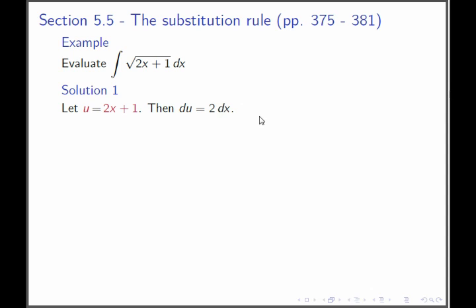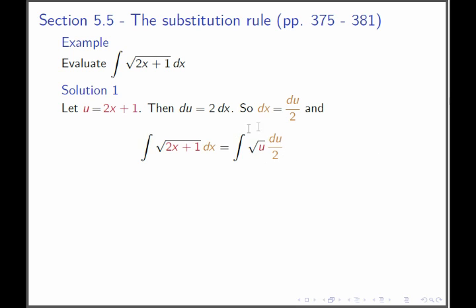Alright, now we're ready to try to replace all occurrences of x with occurrences of u. To do this, I find it convenient to solve for dx in this equation. Now let's see what happens. The expression under the square root was u, so I replace that with u. And dx is just du over 2, so I replace dx with du over 2.